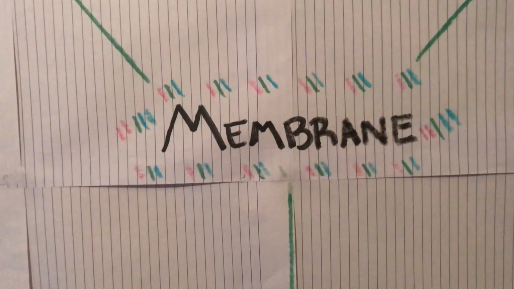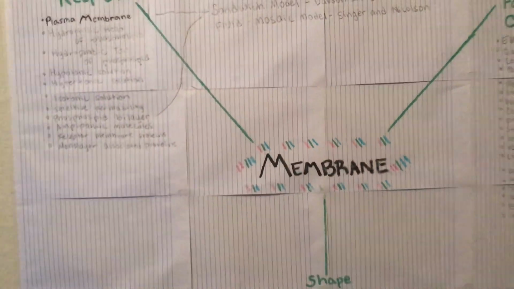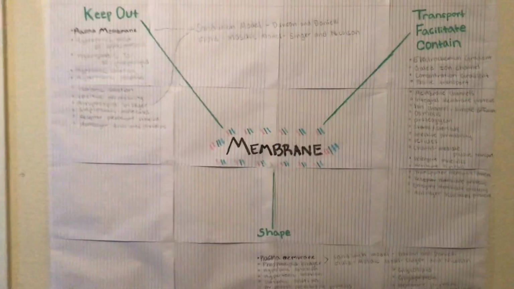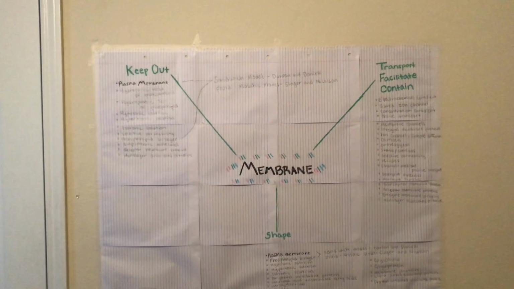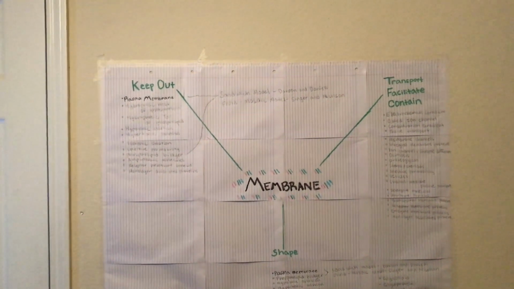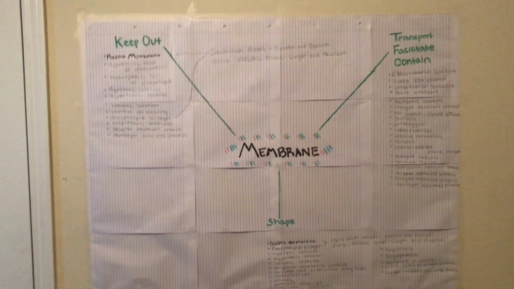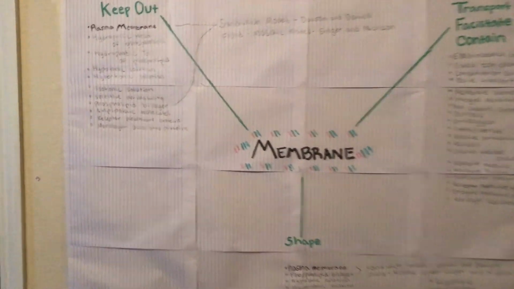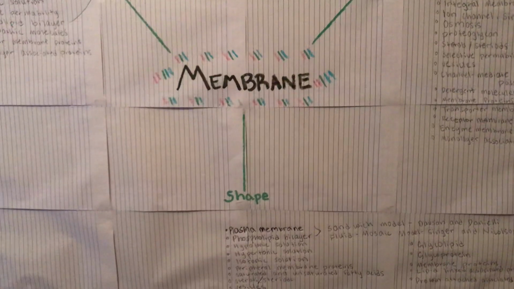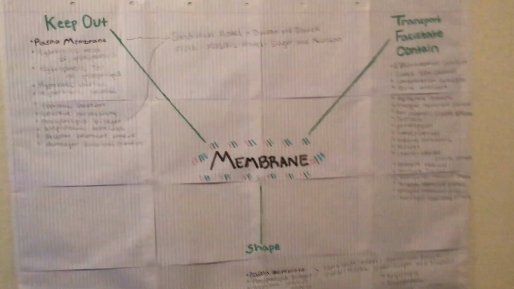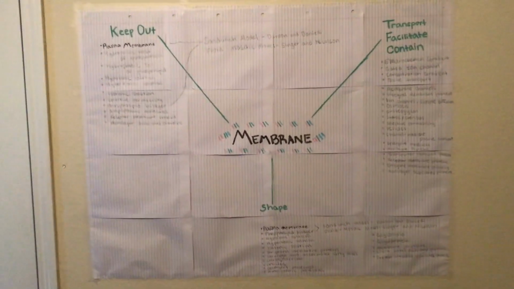Okay, now when I think about the membrane, I thought of three main things it does. The membrane is a simple word, but there is the purpose of a membrane, the things that go into the membrane, and the complexities. The main things I thought about were keep out, transport, facilitate, contain, and shape. Now let me talk about these categorizations and what they mean.